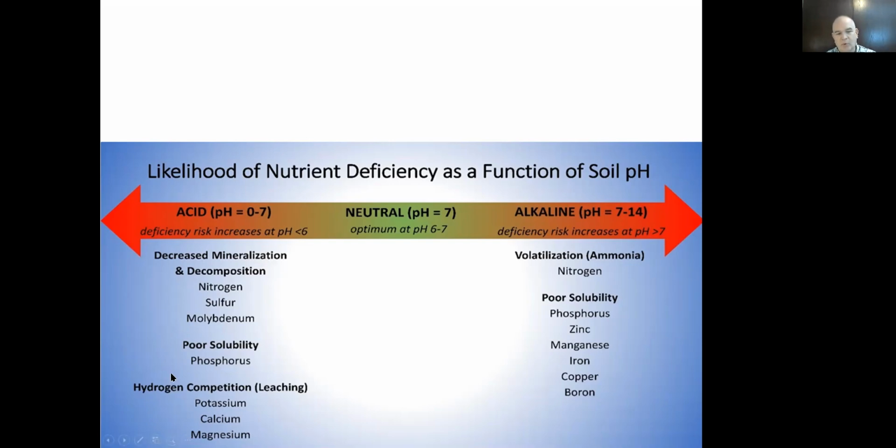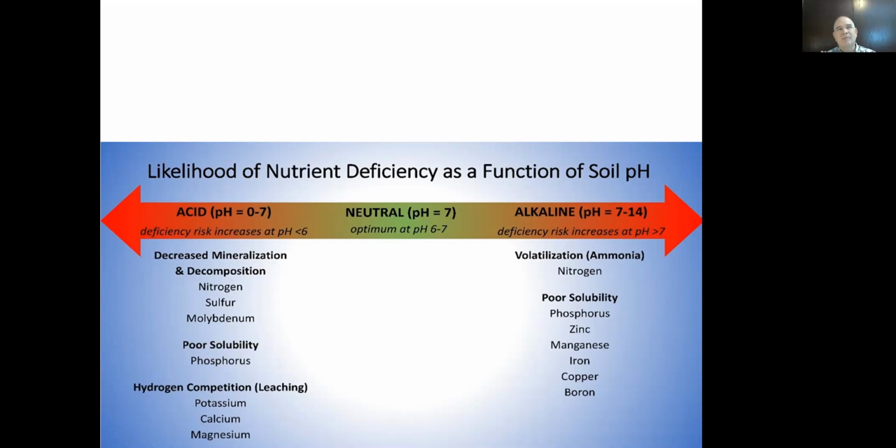Now, this is really important, though. The phosphorus solubility can be really negatively impacted by pH. What happens there, I'll explain in just a minute. But the more acidic, the less soluble that phosphorus is, to a point. Another thing that can happen, and it's not quite as important, is we do get hydrogen competition, leaching kind of things that are going on.